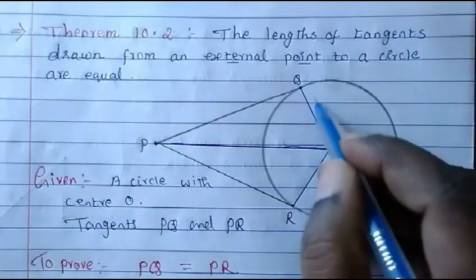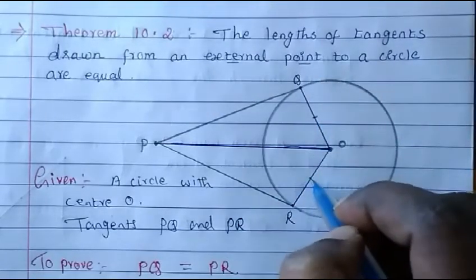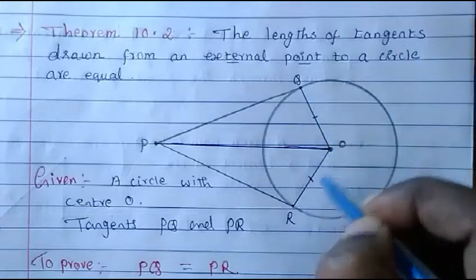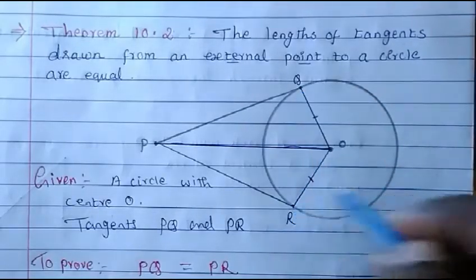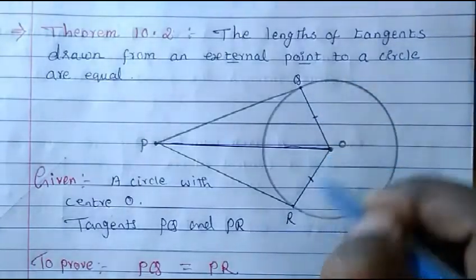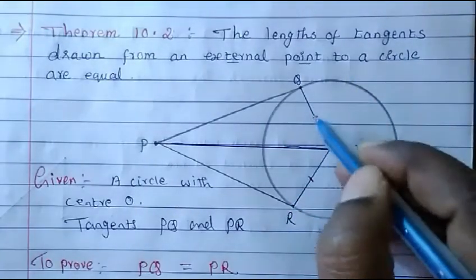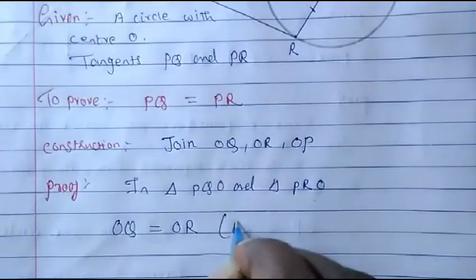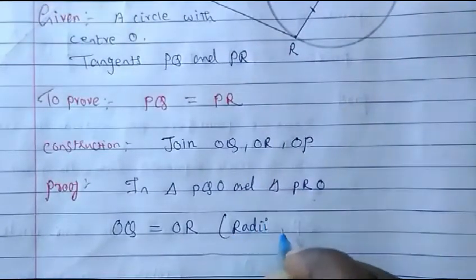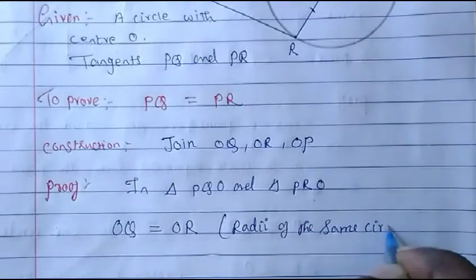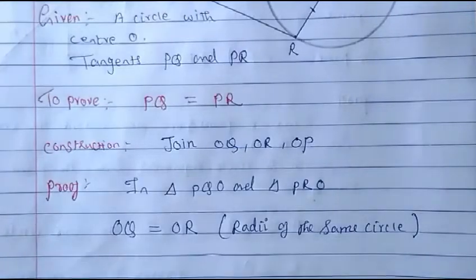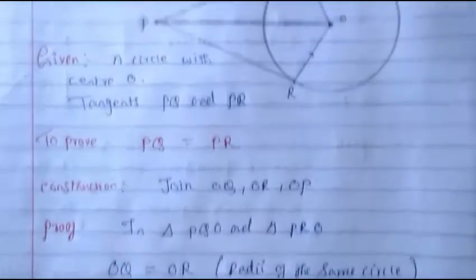How can we say they are equal? This side is equal to this side. How can we say? Because both are the radius of the same circle, from the center to the point on the circle. So they are radii of the same circle, so the length will be the same. So let us write down: they are radii of the same circle. That is the reason we can say OQ is equal to OR.